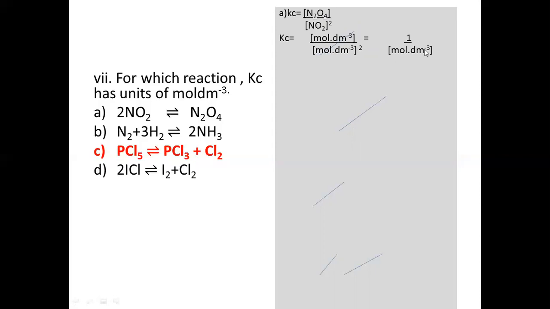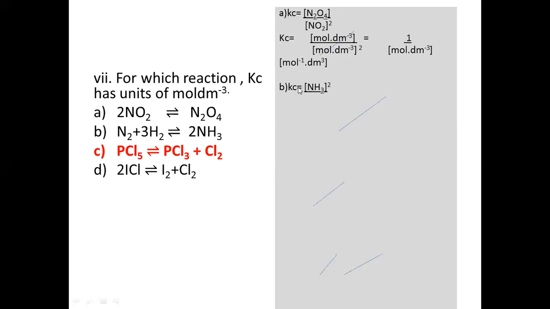When we transfer this mole per decimeter cube to the upper side, or numerator, the positive term becomes negative and the negative term becomes positive. So the positive mole becomes negative mole and the negative decimeter cube becomes positive decimeter cube. This is not our required unit, because in our required unit mole is positive and decimeter cube is negative. In this case, mole is negative and decimeter cube is positive. So this is not our required option.